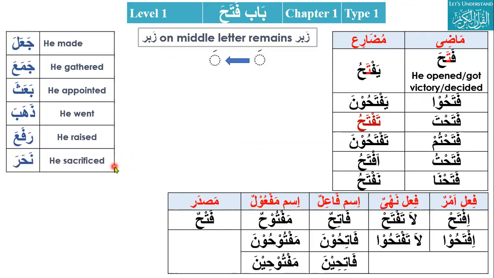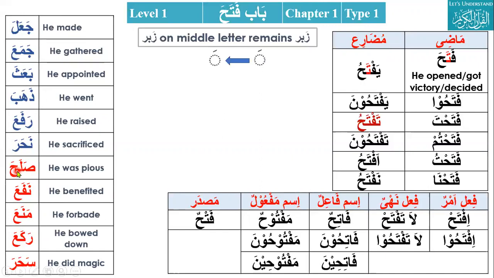Asan, nahara. Nahara means he sacrificed. Nahara, naharu, naharta, nahartum, nahartu, naharna, yanharu, yanharuna, tanharu, tanharuna, anharu, nanharu, inhar, la tanhar, inharu, la tanharu, nahir, nahirun, nahirin, manhur, manhurun, manhurin, nahr. You know the example of nahara in Quran? Surat al-Kawthar: Fasalli li Rabbika wanhar. Where does wanhar fit? It is amr, so inhar. La tanhar means don't sacrifice. Good.